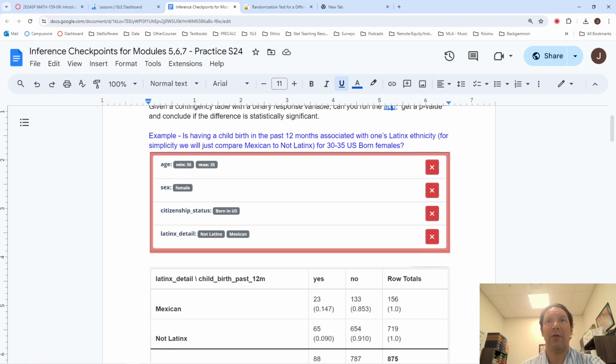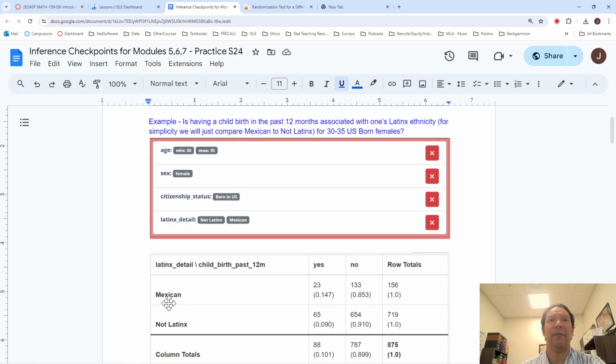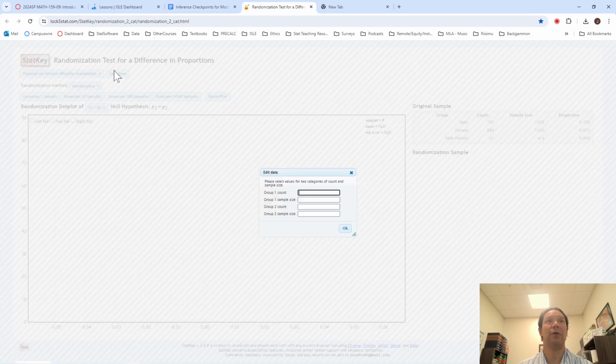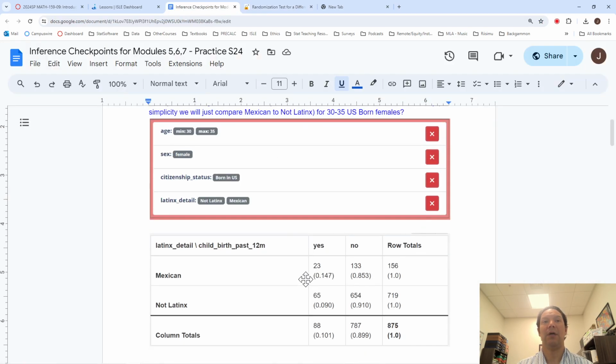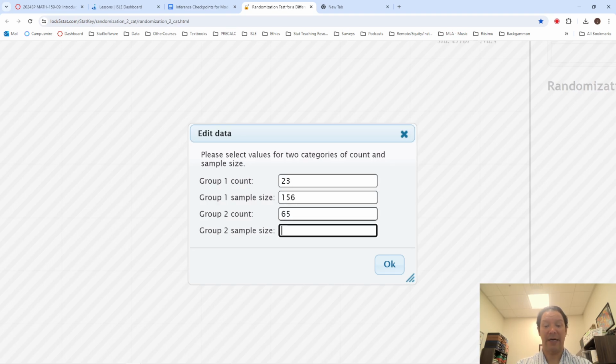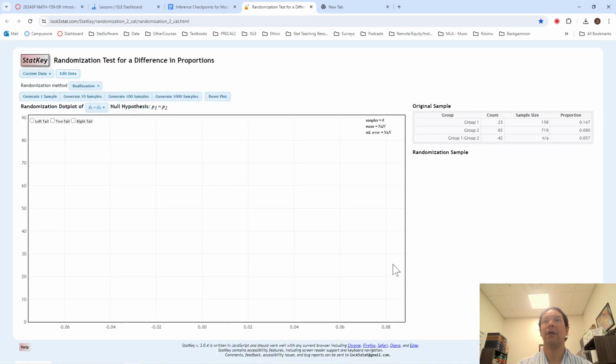We're comparing childbirth in the last 12 months, looking at women who identify as Mexican versus women who don't identify as Latinx at all, among 30 to 35-year-old US-born females. So I'm going to type in these numbers: 23 out of 156 for the Mexican group, and for the not Latinx group, 65 out of 719. So this is a randomization test for difference in proportions.